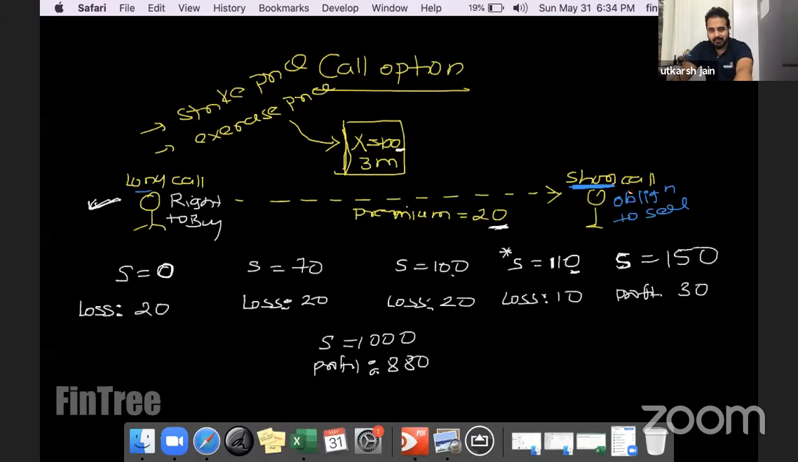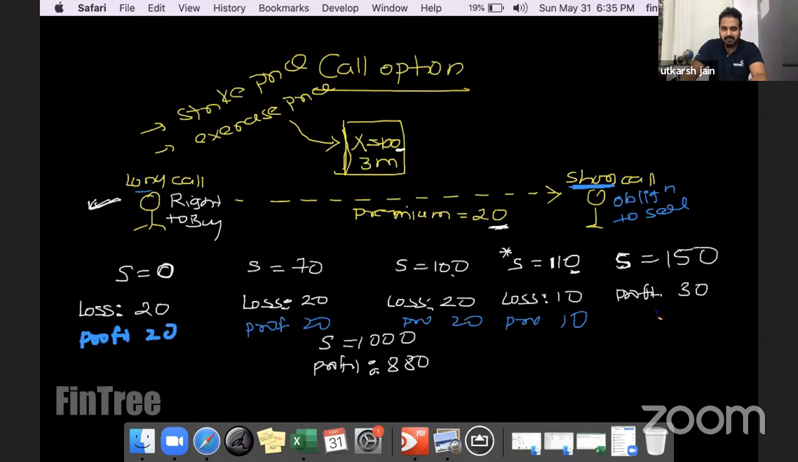So once you understand that, from a short perspective, it's going to become very simple. Obligation to sell. Here long made a loss of 20, so if you were short, you made a profit of 20. As simple as that. Just take the same number, but invert the sign. In the same fashion, profit of 20, profit of 20, profit of 10. But now long is making profit, so you have to have a loss of 30. And in the final scenario, we have a loss that is going to be 880. So that's how you're going to think of the profitability of long and short on a call option.